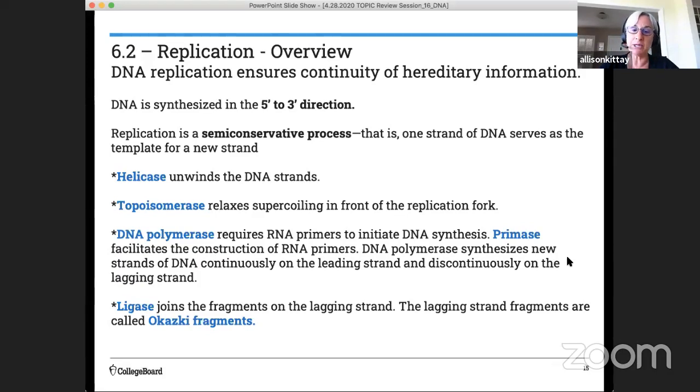Then that DNA polymerase enzyme will come along and synthesize the new strands of DNA, and it will do it continuously in one strand, termed the leading strand, and then in segments, or discontinuously, on the lagging strand. Because the lagging strand is made in pieces, it takes longer, which is why it's termed the lagging strand. DNA ligase joins the fragments on the lagging strand, and the lagging strand fragments are called Okazaki fragments.